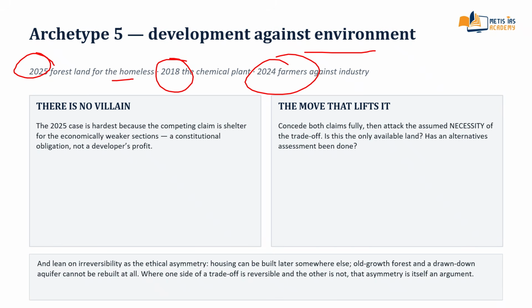What is the defining feature here? Two legitimate goods in collision. There is no villain to expose, and the 2025 case is the hardest version, precisely because the competing claim is shelter for the economically weaker sections, a constitutional obligation and not a developer's profit. An answer that frames it as greed against nature misreads the case.